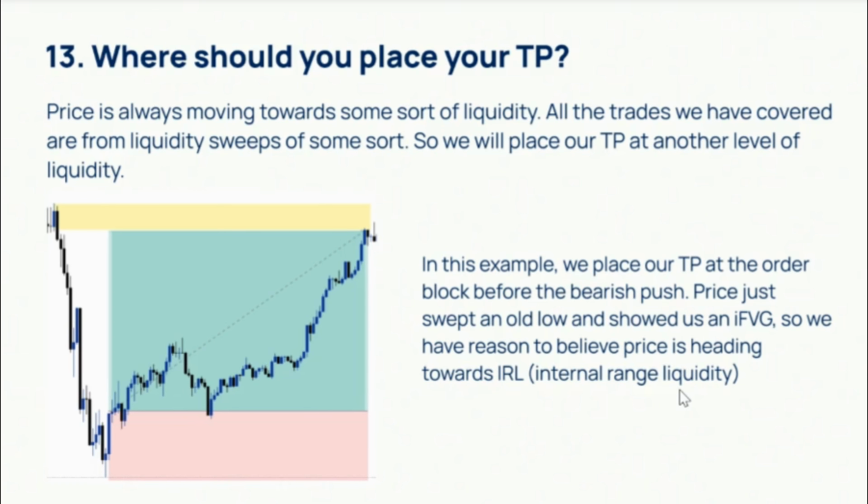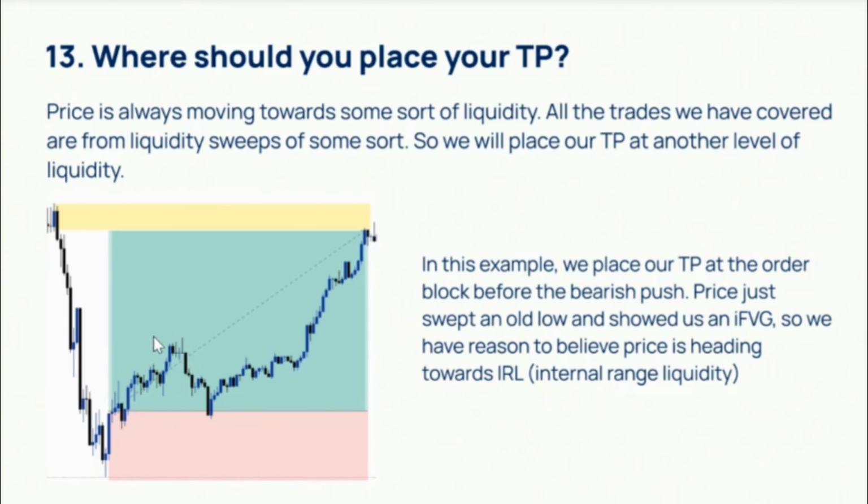All the trades we've covered are liquidity sweeps of some sort. So order blocks, fair value gaps, old highs and lows, everything that we've spoken about, they're all areas of liquidity. That's why price always revisits them and heads back to them.